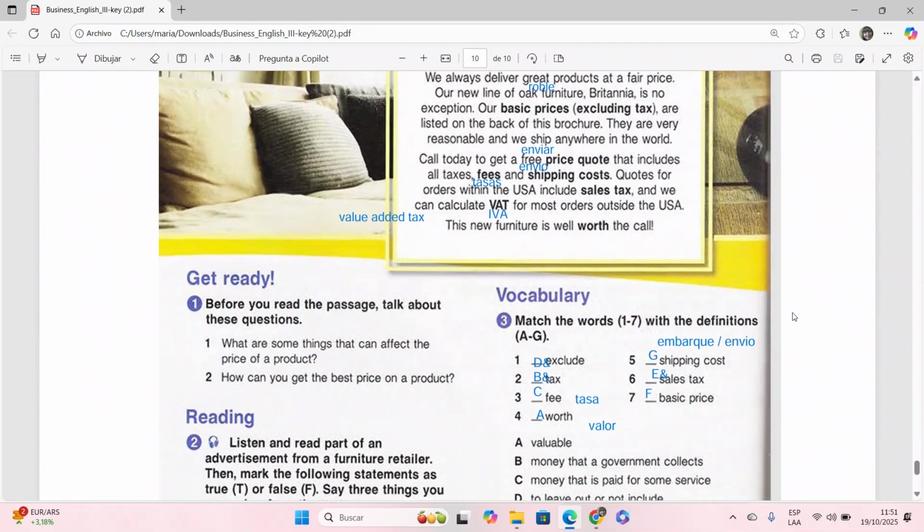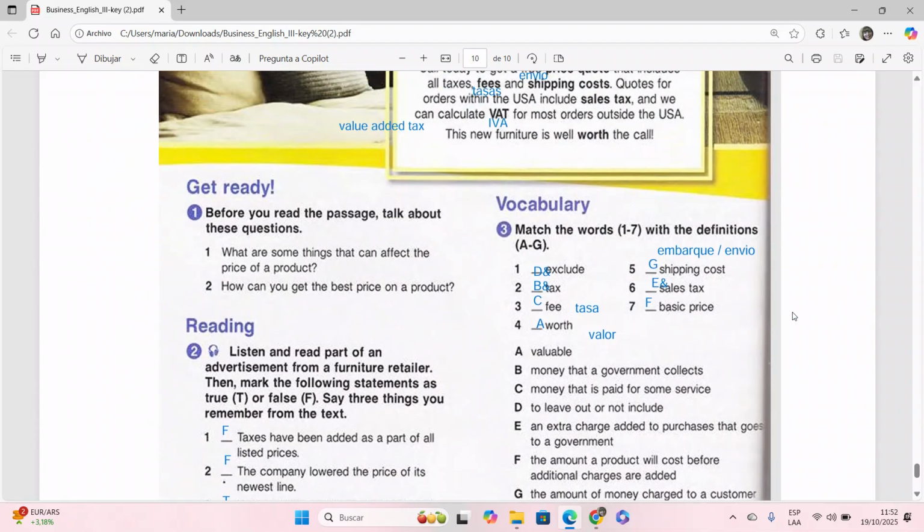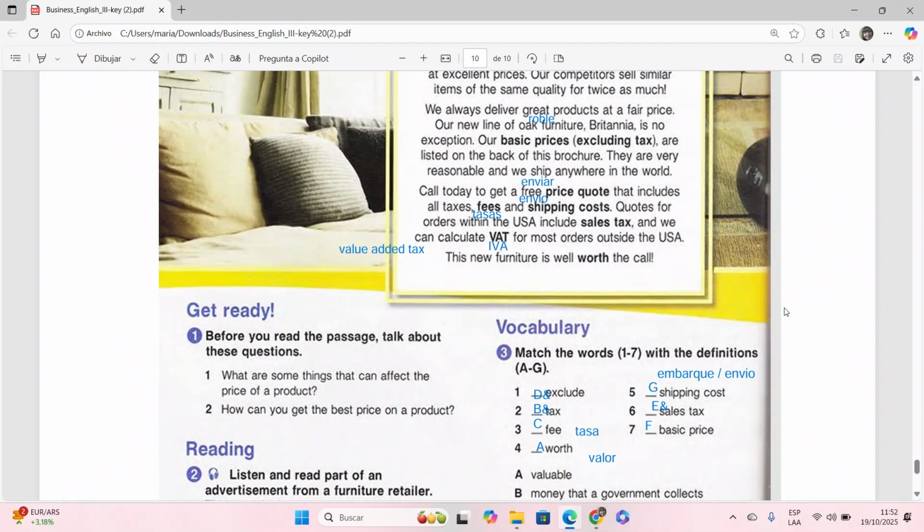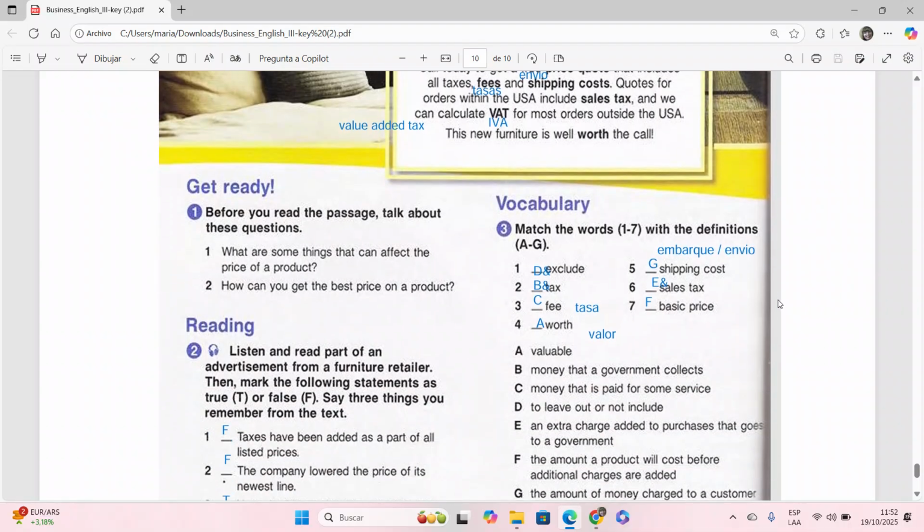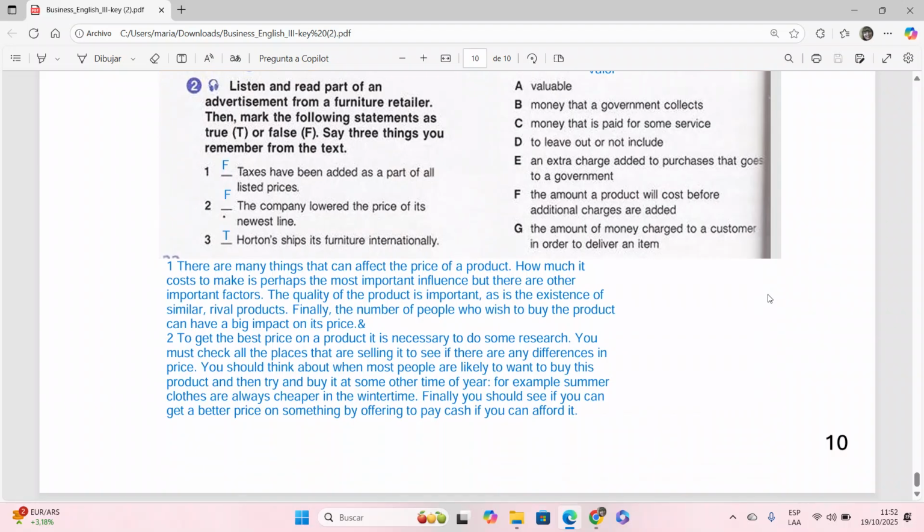10. Prices. 1. What are some things that can affect the price of a product? There are many things that can affect the price of a product. How much it costs to make is perhaps the most important influence, but there are other important factors. The quality of a product is important, as is the existence of similar rival products. Finally, the number of people who wish to buy the product can have a big impact on its price.